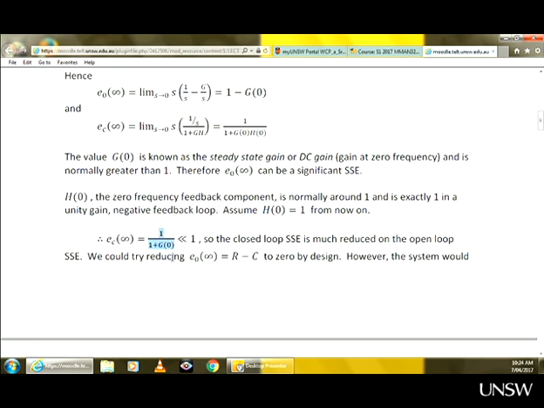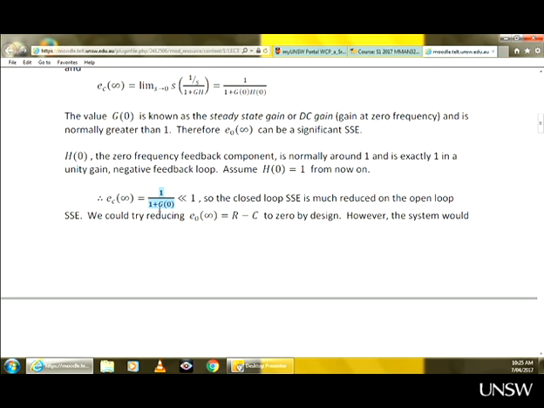G of 0 being greater than 1 is actually suddenly a good thing, because the greater G of 0, the smaller the error. If G of 0 is 1, then the error is 1/2, which is less than 1. So in this case, with a closed loop system, we don't mind if we have a huge DC gain. It's actually a good thing, because we are reducing the error.